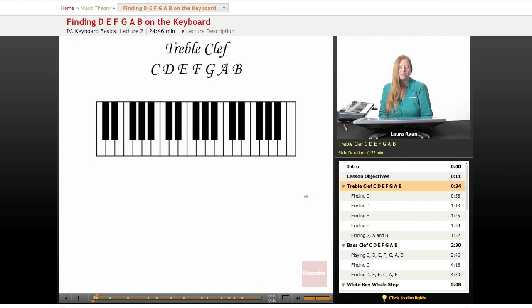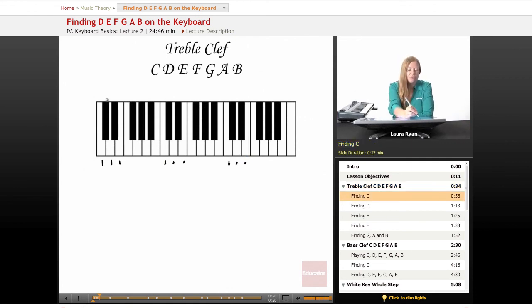So let's find our treble clef C, D, E, F, G, A, B notes on our picture of the keyboard. We have already established that we are going to look for our set of 3 white keys to find C. We also talked about in our previous lesson how to find middle C. For now, we're going to focus on just every C. So I've marked out 3 white key sets surrounding 2 sets of black keys. This is how we find our C.